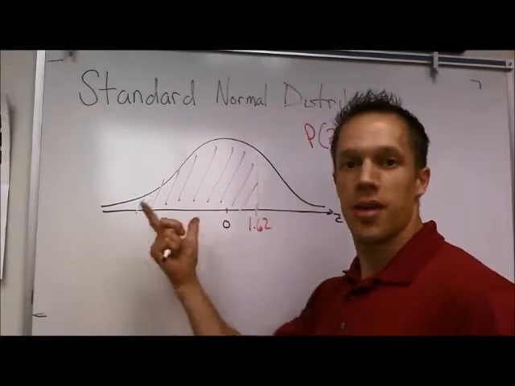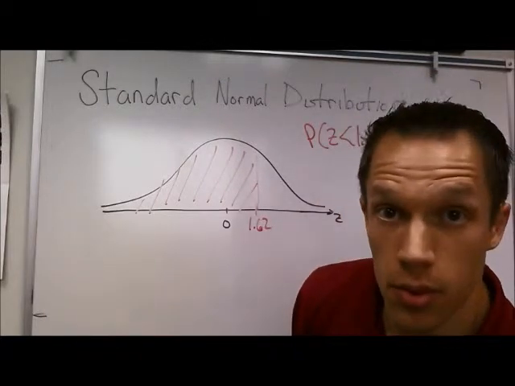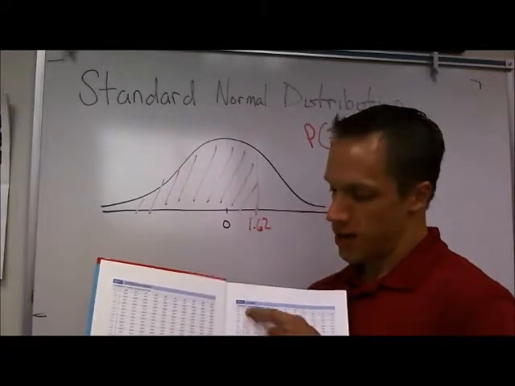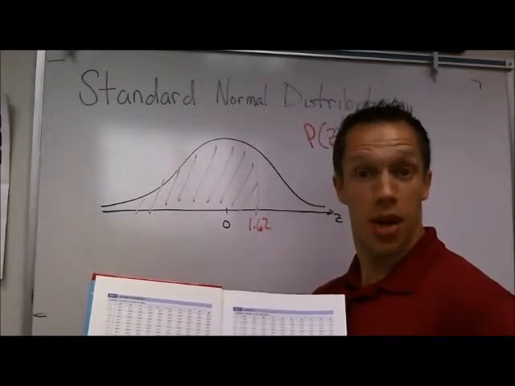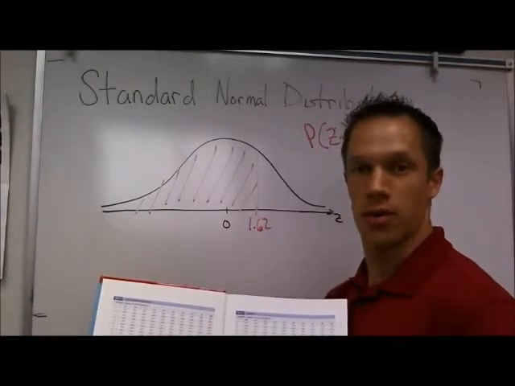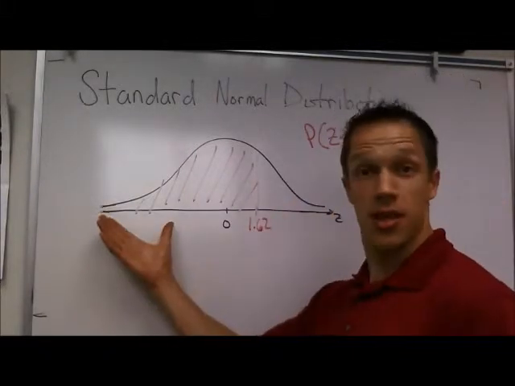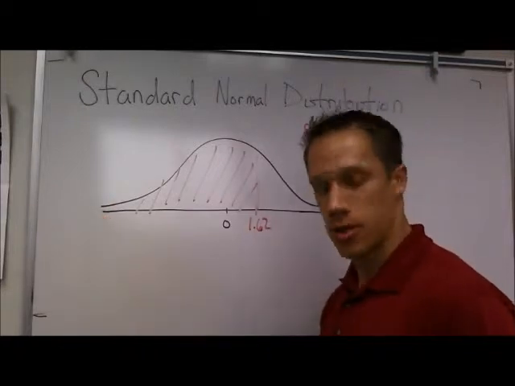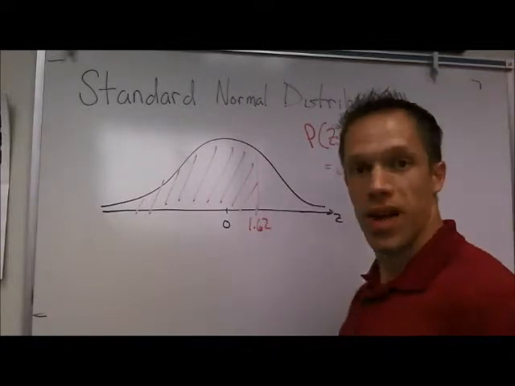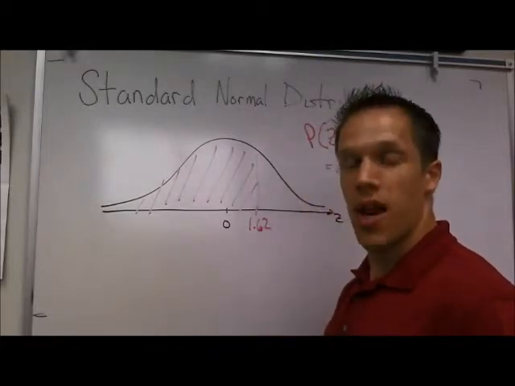Now, in order to find the area that I've shaded here, which corresponds to the probability that I'm looking for, I'm going to have to get my standard normal table out, and go to the row where I see 1.6, and then move over to the column where the second decimal digit is a 2. And the number that I see there is 0.9474. That's the area to the left of 1.62, which happens to be the area that we're looking for. So the answer to our question is 0.9474.